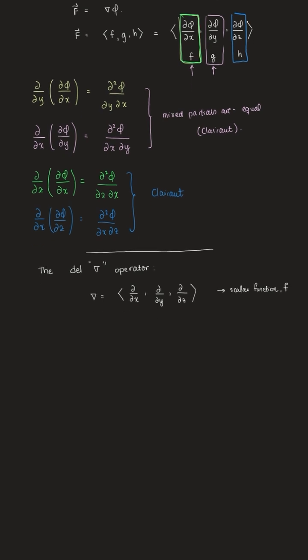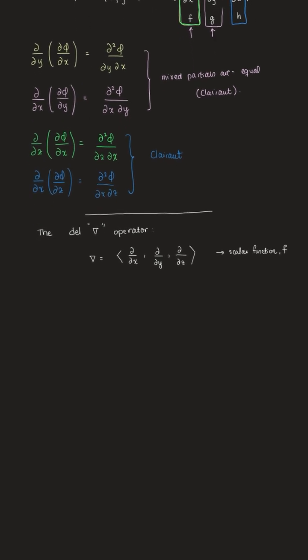And now we're going to do something slightly different. We're going to take this del operator and do a cross product of the del operator with the vector field F. Our vector field F will be in R3 and its components are just f, g, and h.